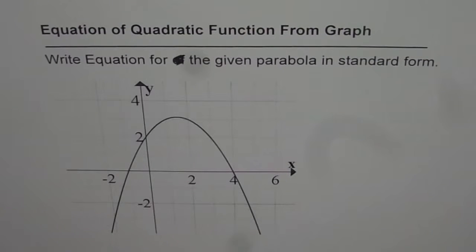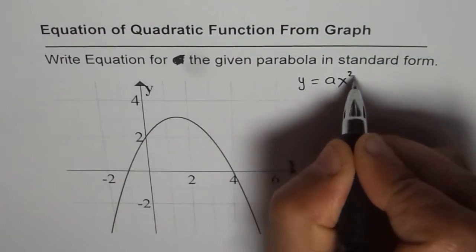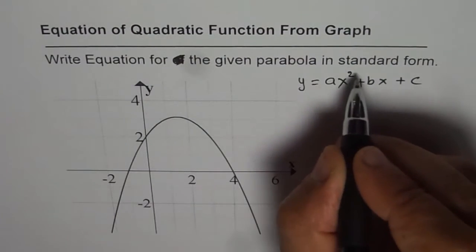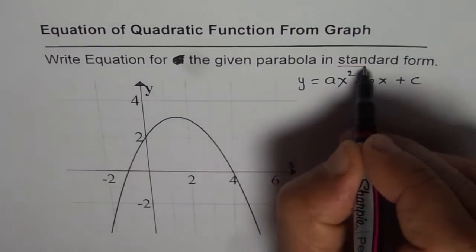As you know, a quadratic function is represented by a parabola, so this graph can be represented with the help of an equation which is quadratic. In general, the quadratic equation will be y equals ax squared plus bx plus c. So this is the equation in standard form.